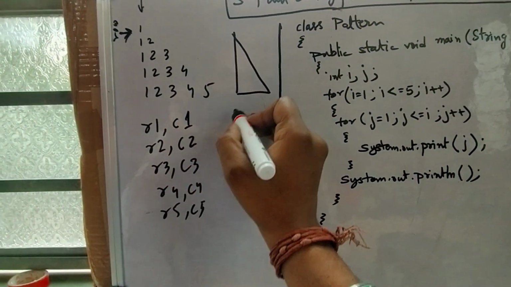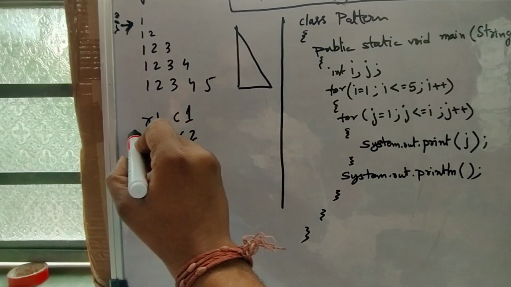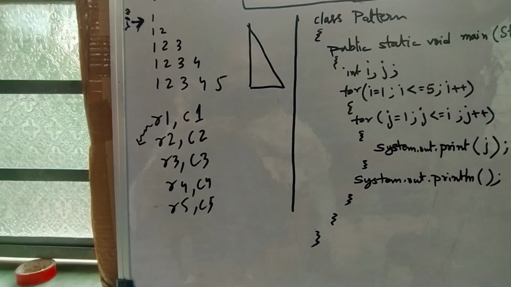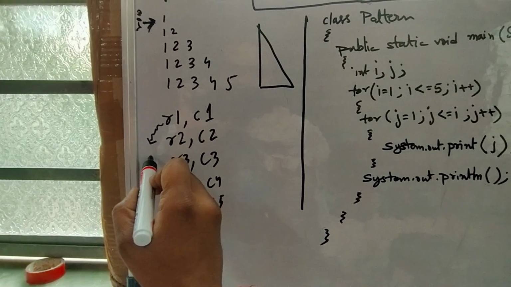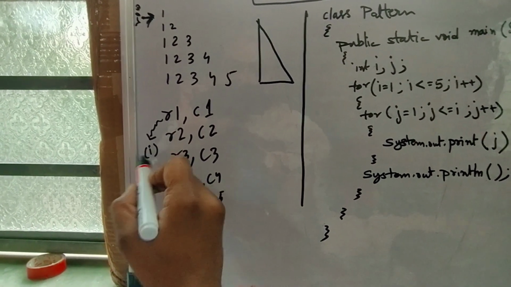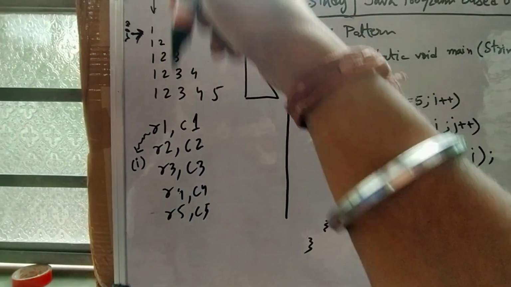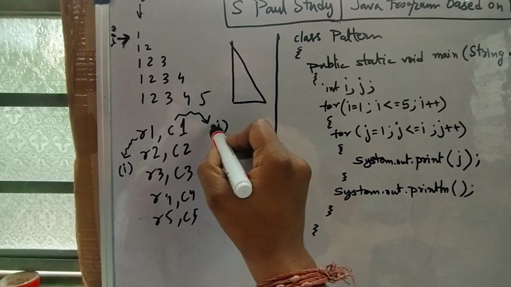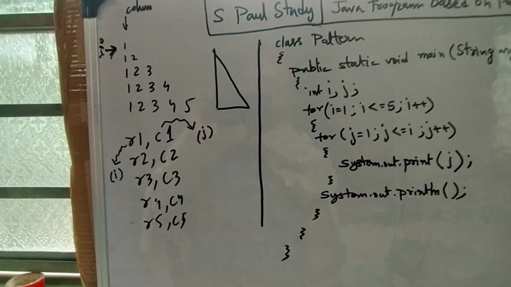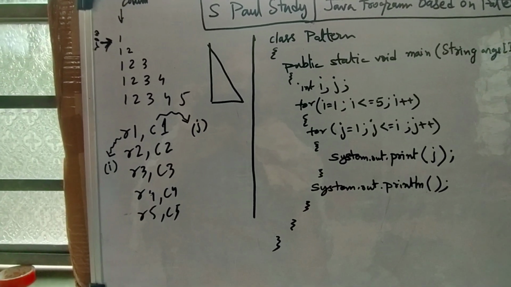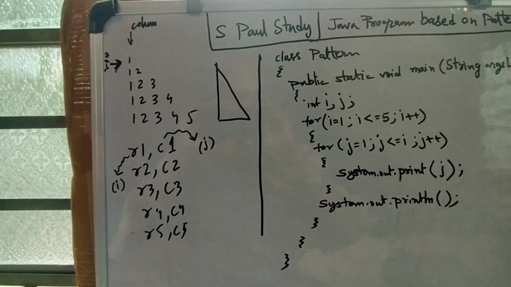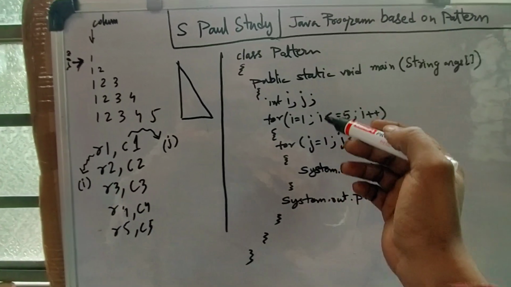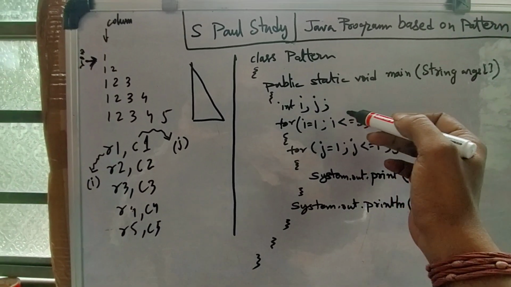So this row in a Java program, we can denote as I, and for column we give this as J, meaning these are variables. We can take any type of variable, but basically we take I and J for simplicity.